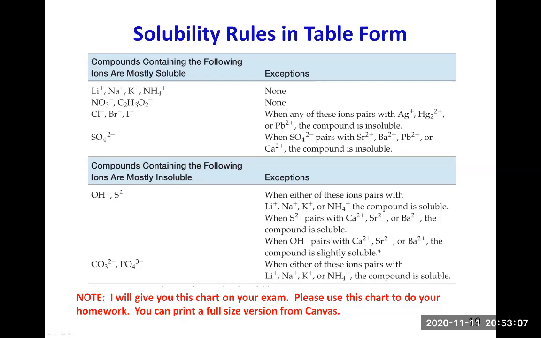Now let's look at Ba3(PO4)2. Ba is not one of the ions listed in the main list here. However, we have the phosphate at the bottom, completely bottom of the table with the carbonate there. So it's mostly insoluble. Let's look if the barium is an exception or not. So the exceptions are when either of these ions pairs with lithium, sodium, potassium, or ammonium, the compound is soluble. So that means barium is not an exception, and the barium phosphate will be insoluble.